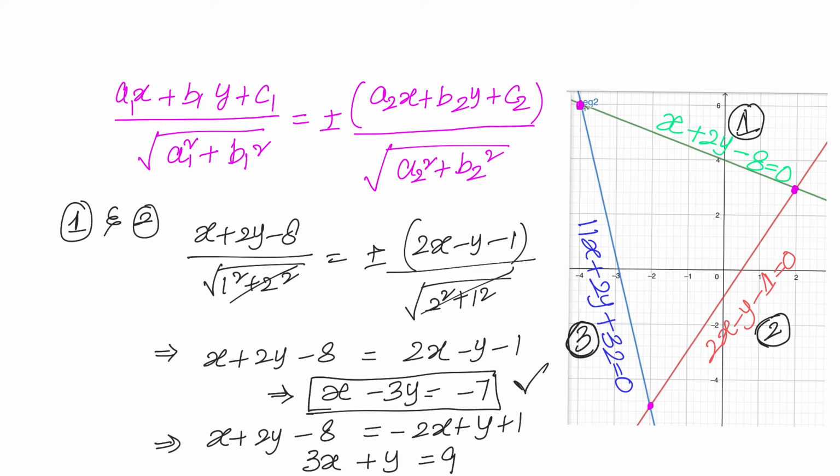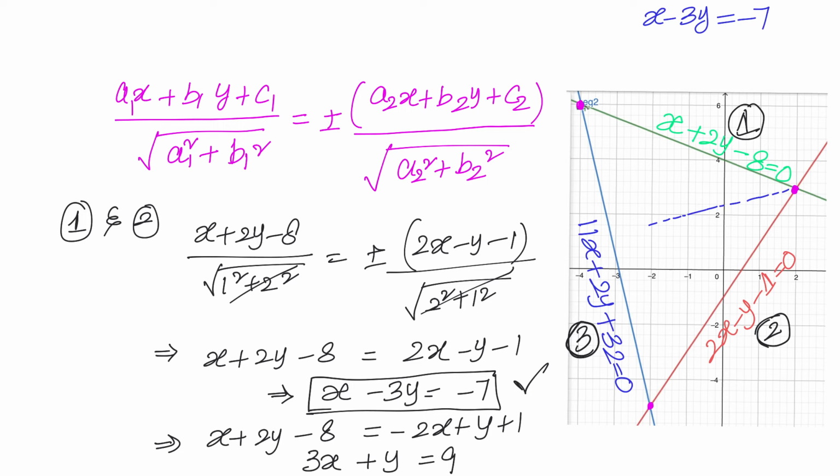So we have our first angular bisector equation, that is x minus 3y equals minus 7. I'll write it down here: x minus 3y equals minus 7. When x equals 0, y is 7 by 3, about 2.33. Somewhere it is cutting, so that is how that particular line is coming. Okay, right. Now let's go to the next angular bisector.